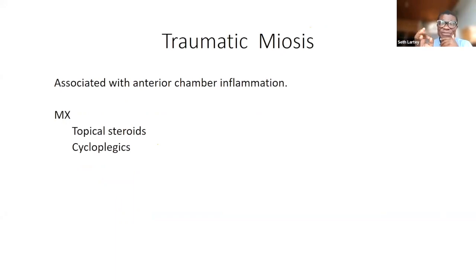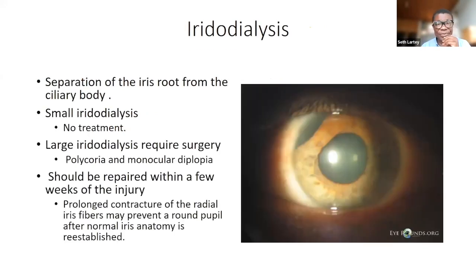You may also have a small pupil. Usually small pupils after trauma are due to the inflammation of the trauma, and regular steroids for the inflammation will resolve that issue. Now, if your iris separates from the ciliary body, iridodialysis, then it depends.